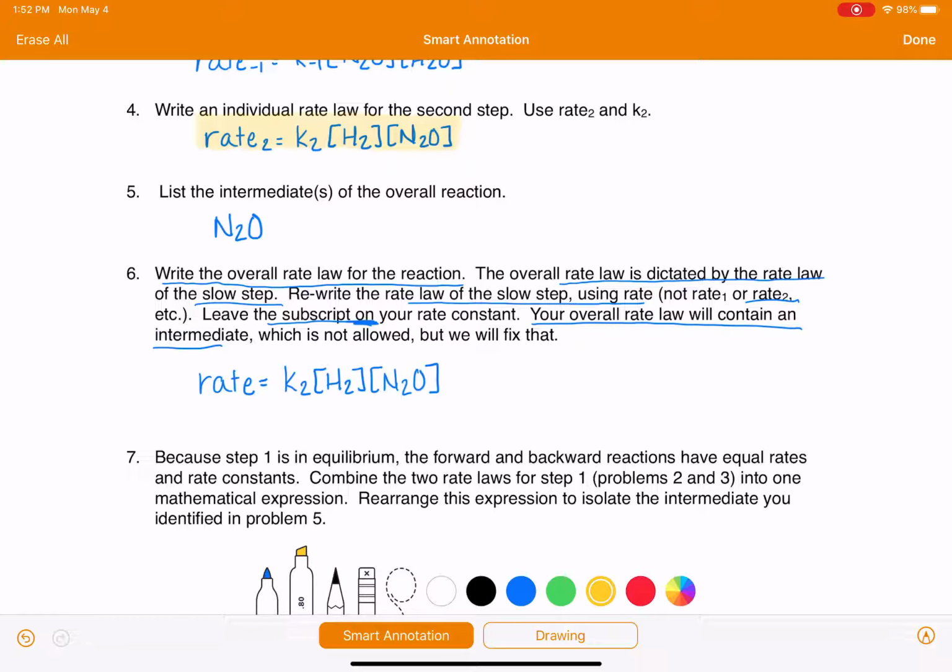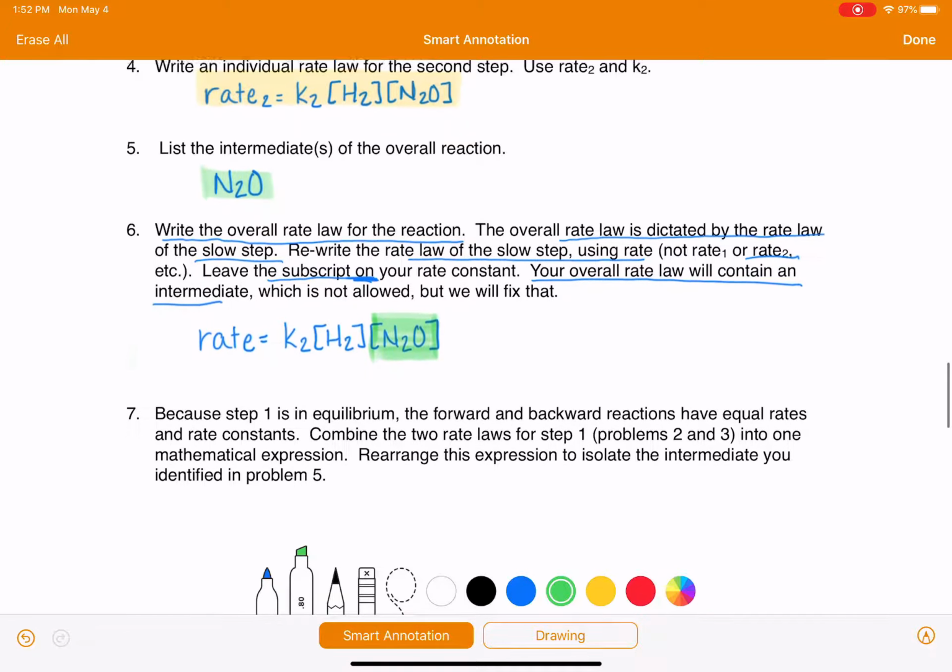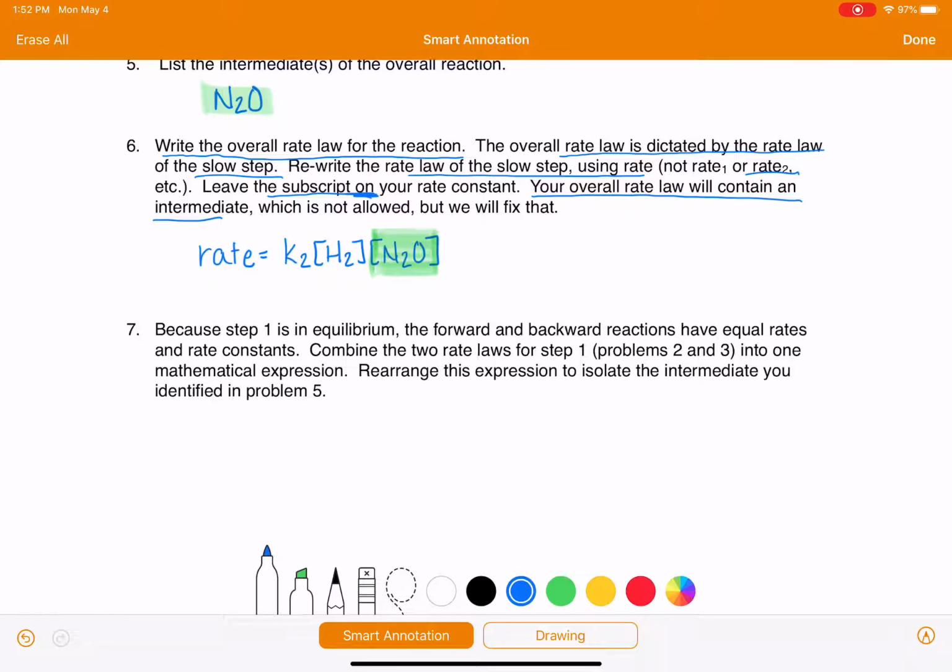So our intermediate, N2O, is here in the overall rate law. And remember, I told you that's not okay because that's not a measurable species or a controllable species. We can't dictate the molarity of the N2O that's in this reaction. So we're not going to be allowed to leave it in this term in the rate law, but we will be able to get rid of it. So here is how we're going to go about getting rid of it.